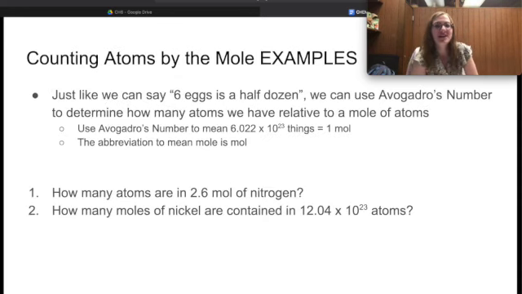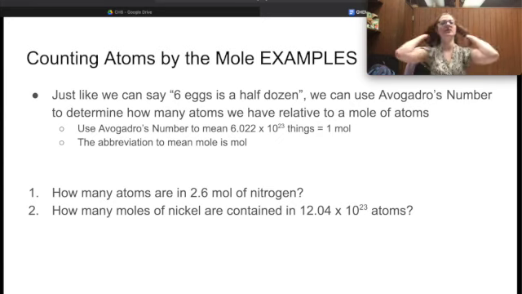So just like we can say 6 eggs is a half dozen, we can use Avogadro's number to determine how many atoms of things we have relative to a mole. So if I have so many atoms, how many moles do I have? Or if I have this much of a mole, how many atoms does that represent? So we're going to try to count our atoms by the mole here. So we use Avogadro's number to mean 6.022 times 10 to the 23rd things equals 1 mole.